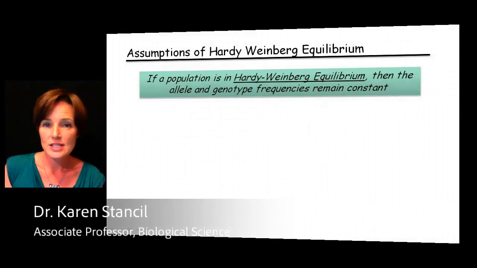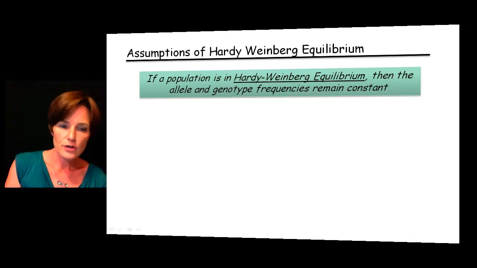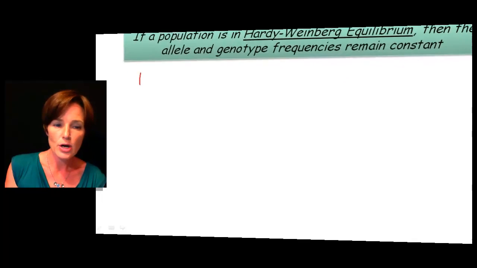If a population is at Hardy-Weinberg equilibrium, then we expect the allele and genotype frequencies to remain the same from generation to generation. There are certain assumptions that we're taking into consideration when we apply the Hardy-Weinberg theorem. So if we discuss those, first of all, in order to have the Hardy-Weinberg hold true, there has to be no mutations.